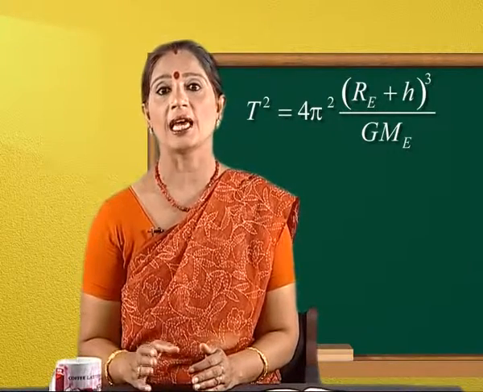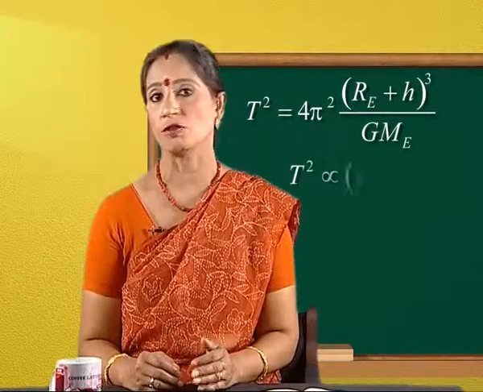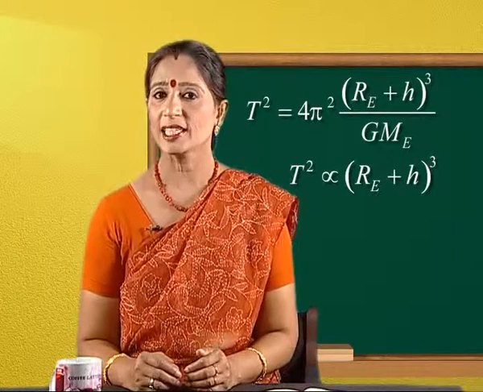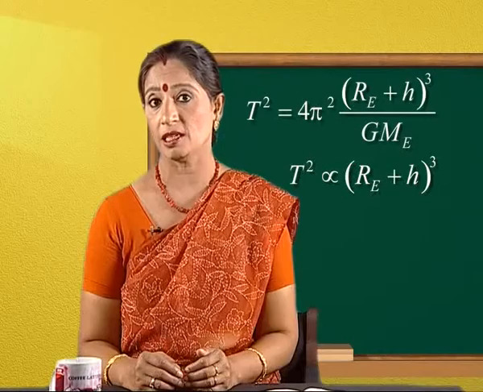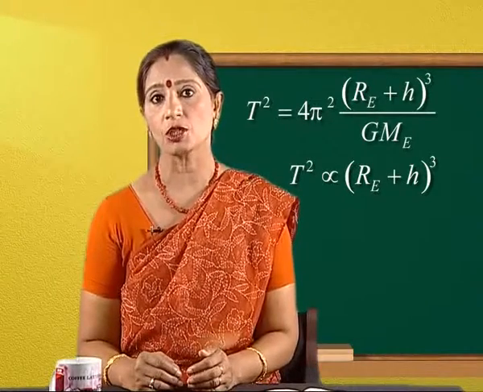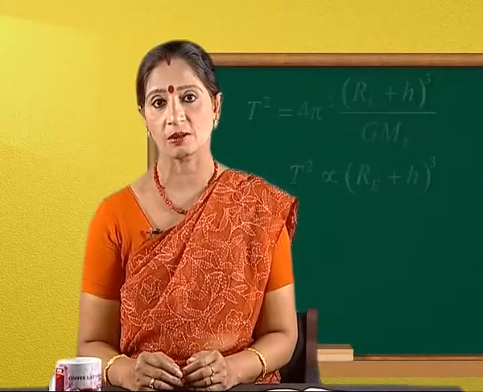That is, T square is proportional to the cube of Re plus h, which is Kepler's law of periods as applied to the motion of satellites around the Earth.